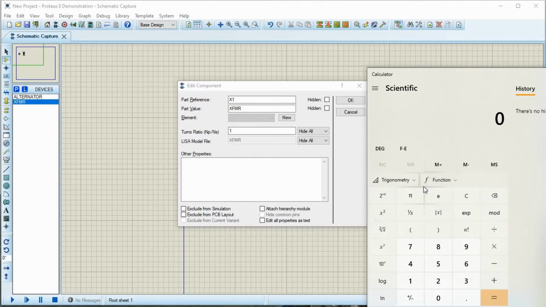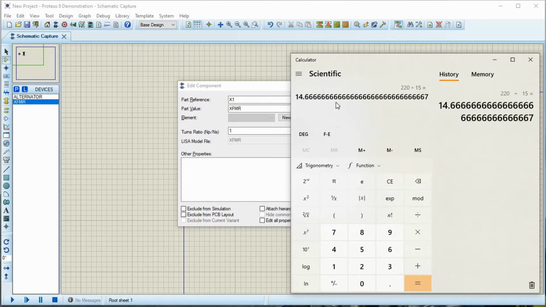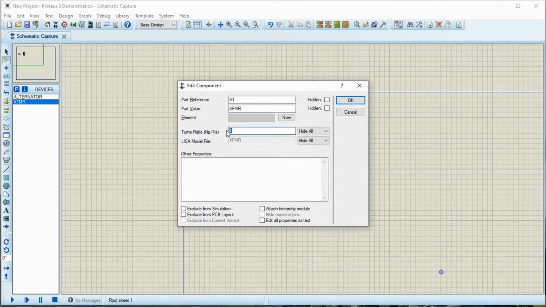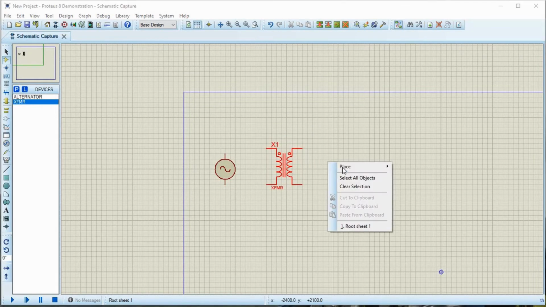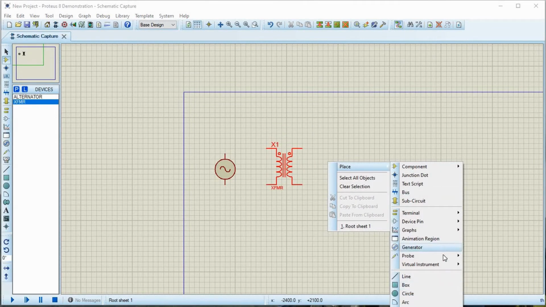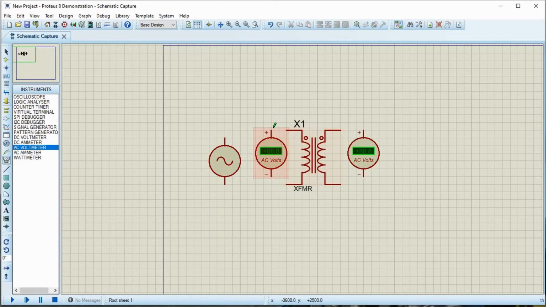Check out the power supply design chapter 1 before you come here, so you'll understand why we are selecting this. 220 divided by 15, that is 14.66. And let me put in an instrument, the AC voltmeter. We cannot use probes here, which I have been using, because the probes are for DC. For AC it will show the instantaneous value, so it will be continuously varying.